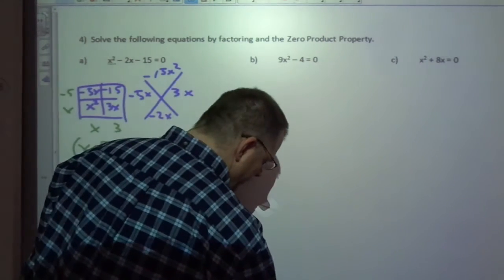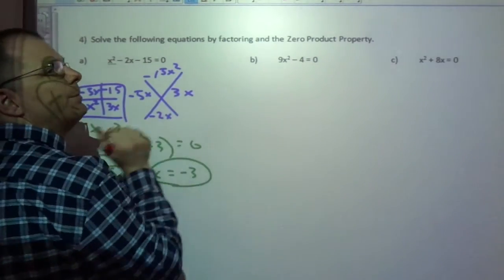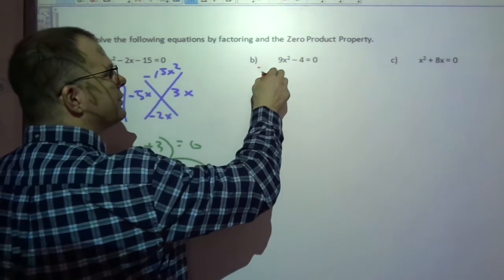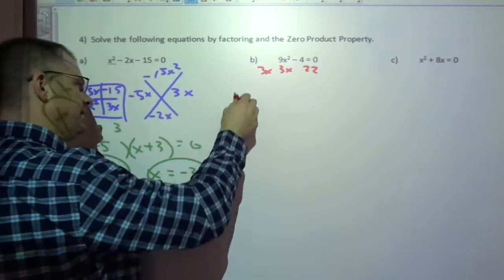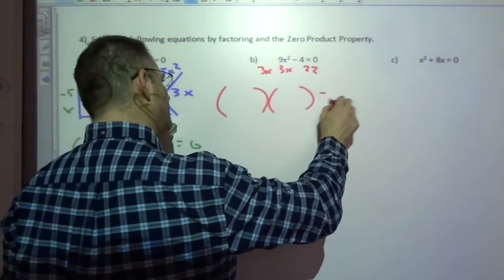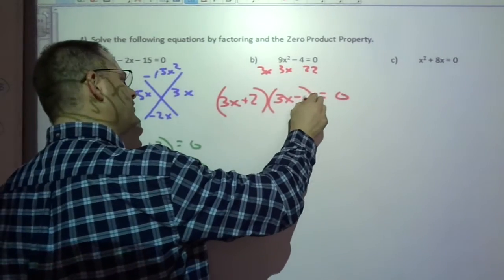This one I need to factor, but before I do my whole box and diamond, I should recognize, hey, wait a second, that's a special shortcut. This is a perfect square. This is a perfect square. They're being subtracted. That is a difference of two perfect squares. 3x plus 2, 3x minus 2.